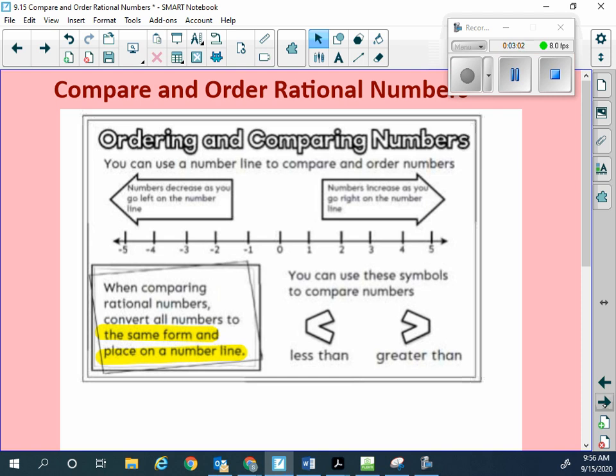Today we're going to talk about comparing and ordering numbers. And just like when we did it last week with integers, you can use a number line to help you. Now what you're going to start to see is all different kinds of numbers. This is probably the most important thing, underlined or highlighted or whatever. The first thing you need to do is make sure that they're all in the same form. What I mean is if you have fractions, decimals, percents, whatever, you want them all to be the same.